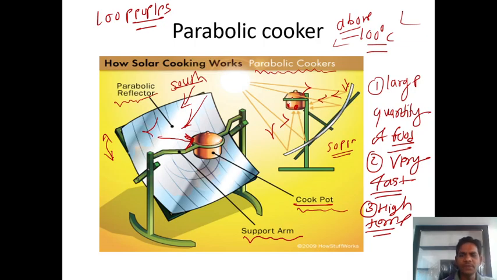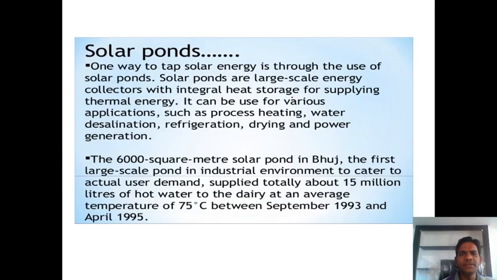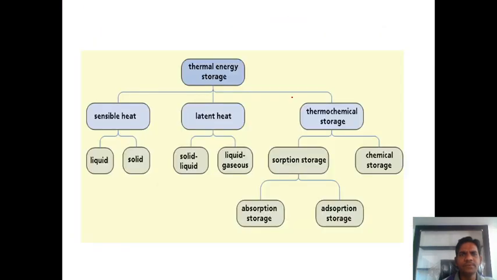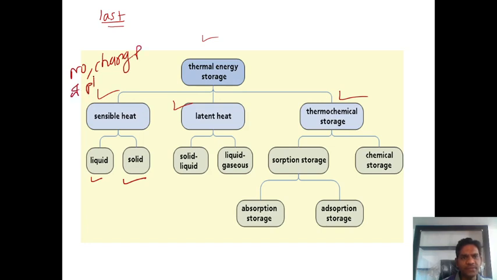Now we have to discuss another important concept here, very important: thermal energy storage. This is our last topic, thermal energy storage. So energy storage is of three types, guys: sensible heat, latent heat, and thermochemical storage. Sensible heat means the energy stored in liquid or solid form, meaning in sensible heat there is no change of phase.